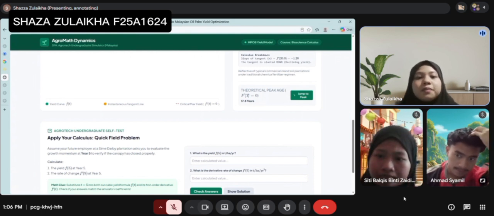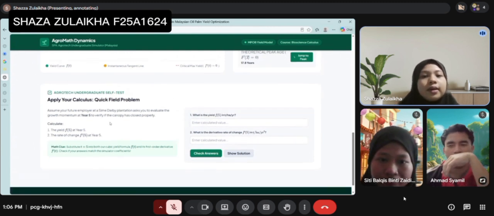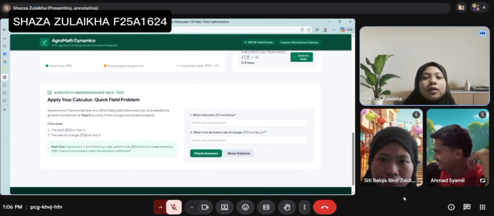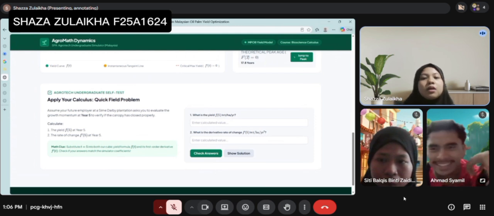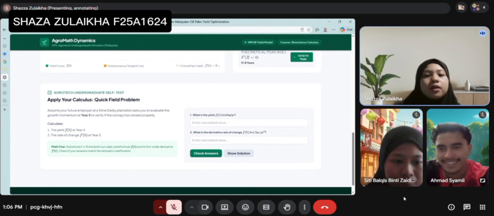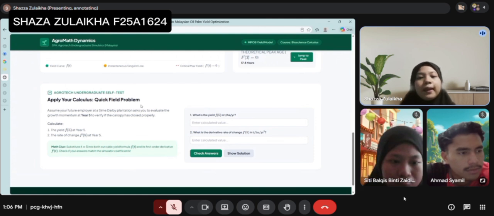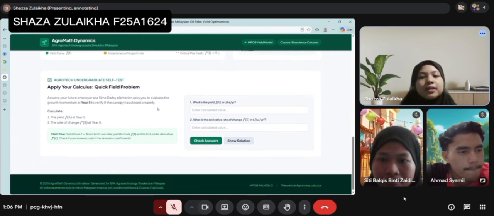Okay, finally, I will explain about this. The agrotech undergraduate self-test. This section provides a practice question that allows users to calculate the yield and derivative values at a specific year and compare their answers with the website solution. This makes the learning process more interactive and also educational.